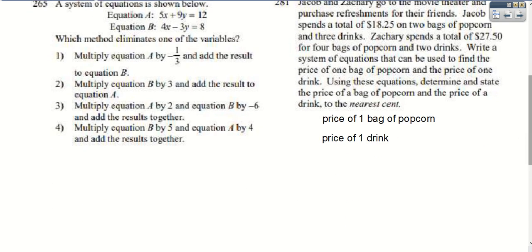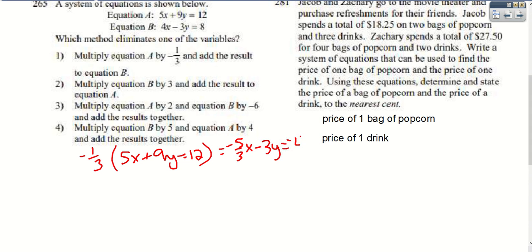Now, in the 265, I want to know which of these options would actually be doable. The first option is if I take equation A, right, which is 5x plus 9y equals 12, and I multiply this by negative 1/3. Would this allow me to cancel out the equations? So negative 5/3 x minus 3y is equal to negative 4. And the bottom equation is 4x, right, minus 3y. So notice that these are the same. That's not going to let them cancel out. It's going to give me negative 6. So that option doesn't work. So we're going to undo that work.